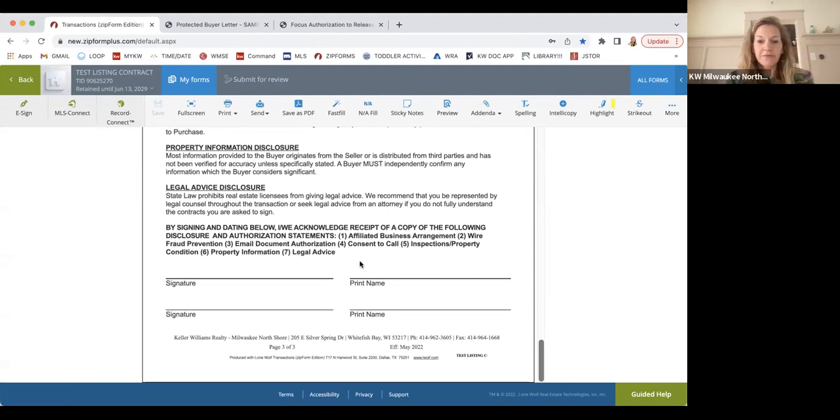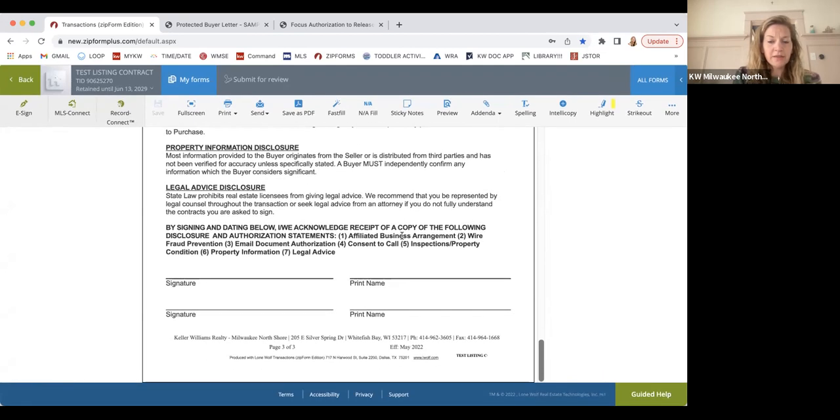And then finally, legal advice disclosure. So just another checkpoint for us to say that we are not attorneys, we cannot give legal advice, and that if they have any questions or need to get legal advice, they need to contact an attorney.